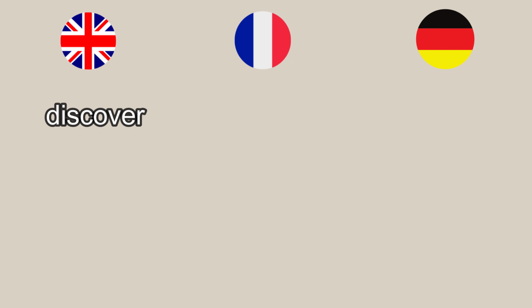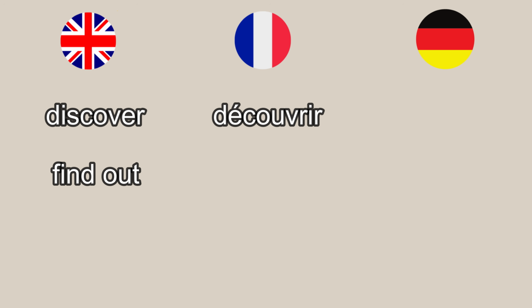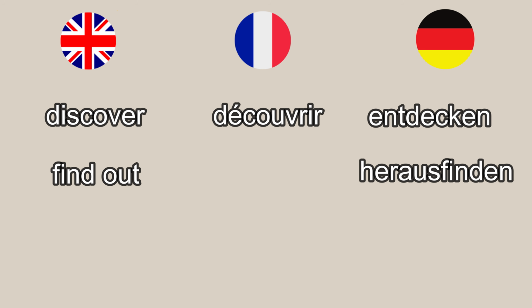So you have words like discover, which comes from French, and words like find out, which comes from the Germanic roots. And you would have like herausfinden in German, for instance. And you wouldn't have a word like discover in German, more like entdecken. So in German, it has kept this Germanic root, and in English, it has more of this French influence, which is interesting.